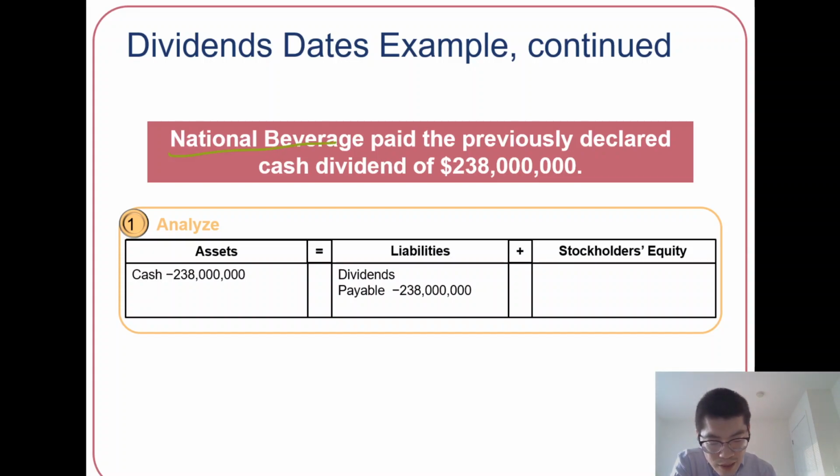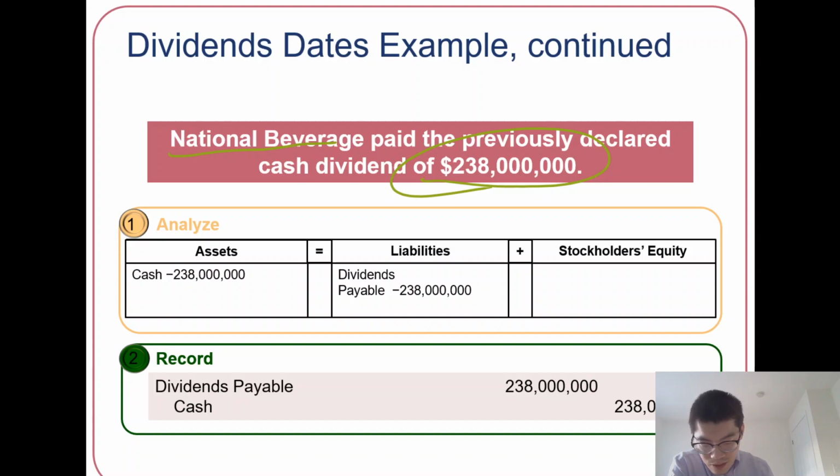And second is the date of payment. National Beverage paid the previously declared cash dividends of that much, so we actually paid by cash, right? Then we decrease the cash asset balance and decrease the liability balance, which is dividends payable. We record a debit to dividends payable for that much and a credit to cash for that much, and then we have paid off our dividends payable, the liability.